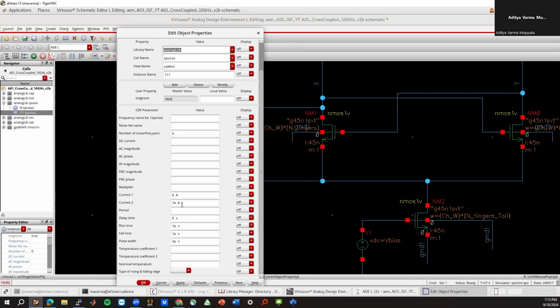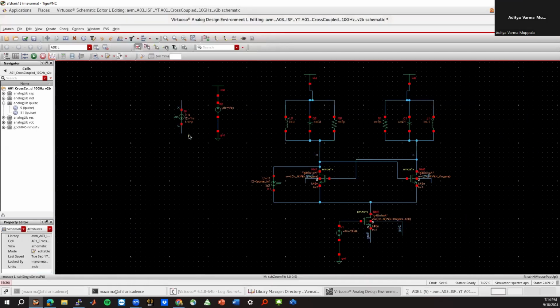So I'll say current goes from 0 milliamps to I pulse ISF. And the delay time is, let's say, delay of ISF. Rise time 1 femtosecond, fall time 1 femtosecond, and the pulse width is delta T of ISF. Okay. So that's our pulse that's being injected. We also have a startup pulse out here, and that's the oscillator.